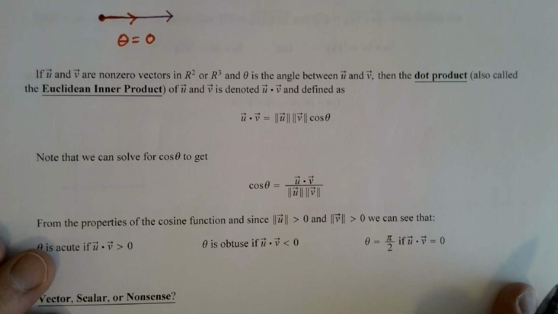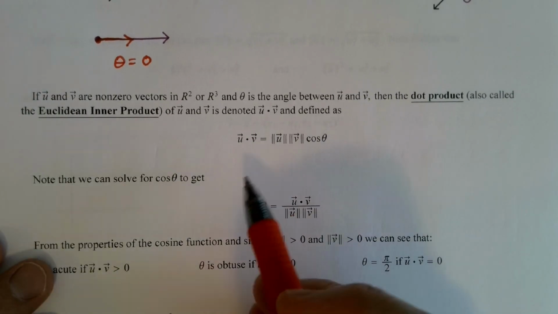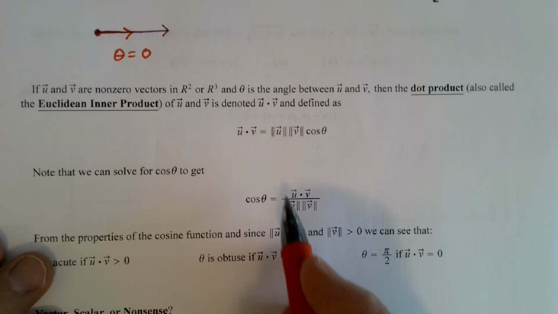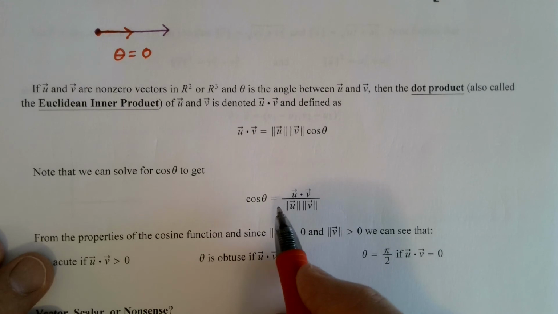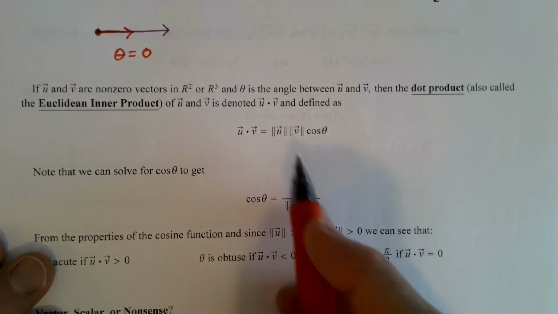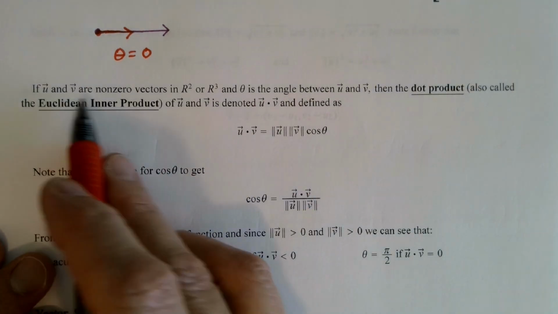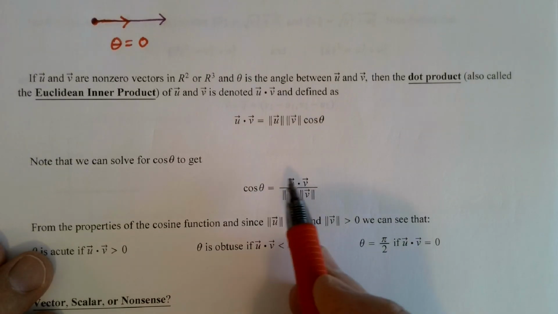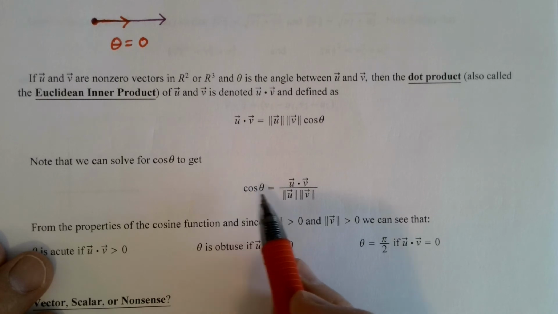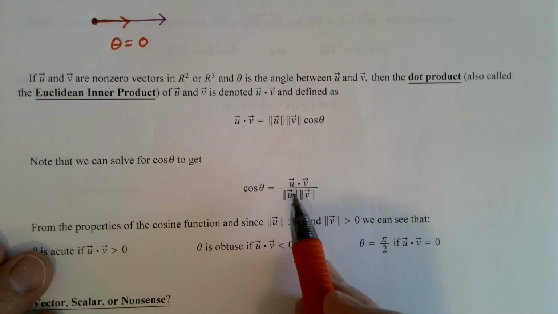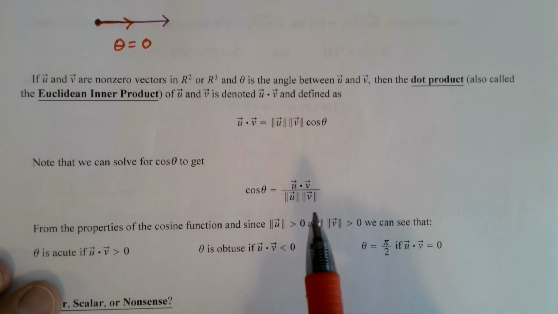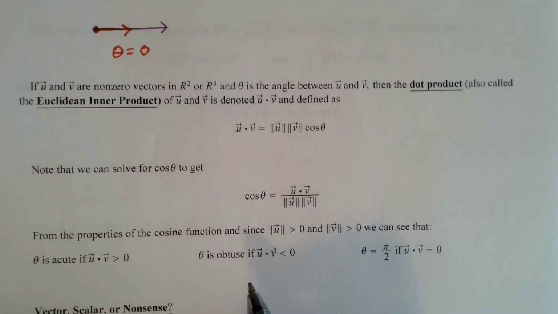Now, if you're interested in finding the angle between the vectors, I can solve for cosine theta by dividing by the product of the norms on both sides. Assuming that they're both non-zero, we can do that. Then once you have cosine of theta, you can find the inverse cosine of this quantity to help you find that original angle, keeping in mind it has to be an angle between 0 and pi.